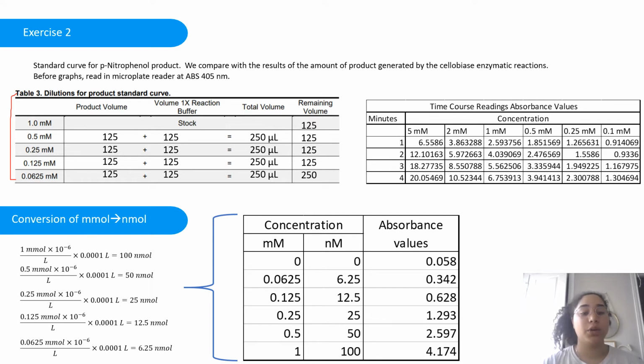In order to find the concentration values, we wanted to use nanomolar. So here are my conversions of millimolar to nanomole. And these are the absorbance values for my product curve. And then these are the time course readings of the absorbance values. So basically, we converted these absorbance values using the standard curve that I'm going to show you in the next slide into the concentrations that we found. So these are now the concentrations of product being made.